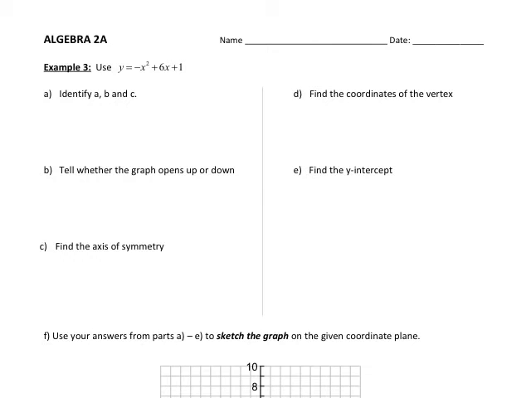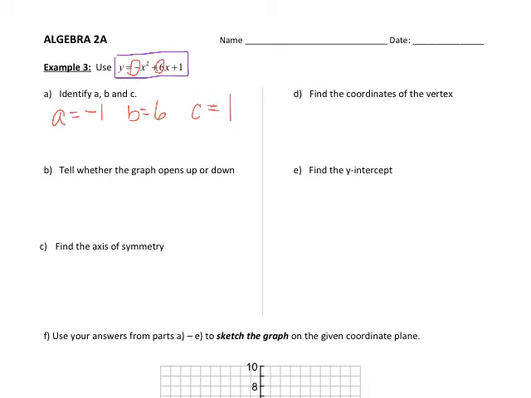And for example 3, we have this function right here. And again, just looking at the things that we have in the function, we can start thinking about how the graph is going to look. It asks us to identify A, B, and C. If we look at A, it's the value in front of the x squared. And there's not a number there, but of course it's going to be negative 1, because if there's no number, then we assume that it is 1, although this has a negative there. So B is going to be 6, and C is going to be 1.